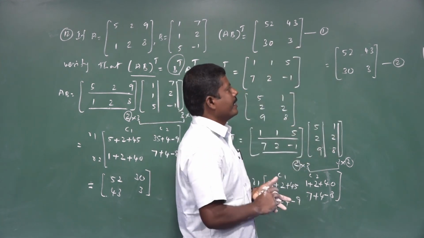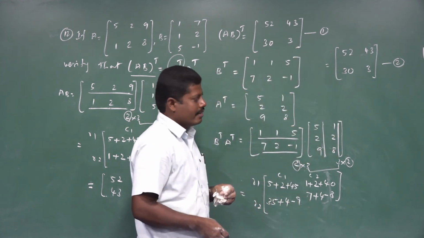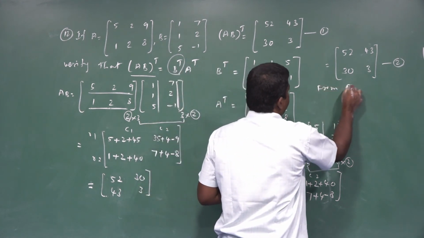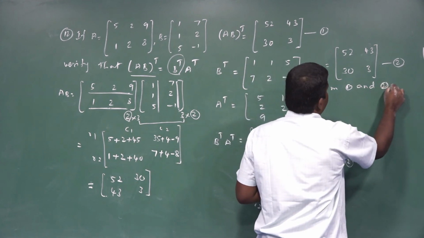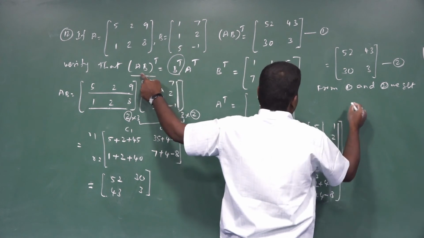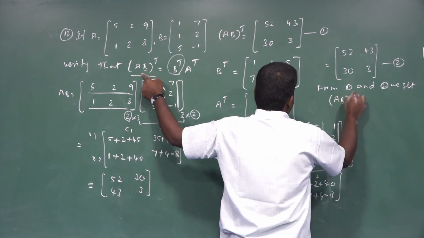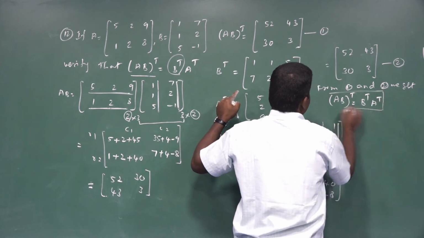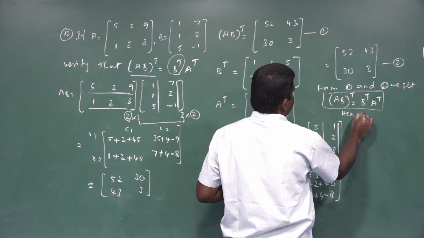Understand? From 1 and 2 we get LHS is equal to RHS. From 1 and 2 we get left side equal to right side. That means AB whole transpose is equal to B transpose A transpose. Hence verified.